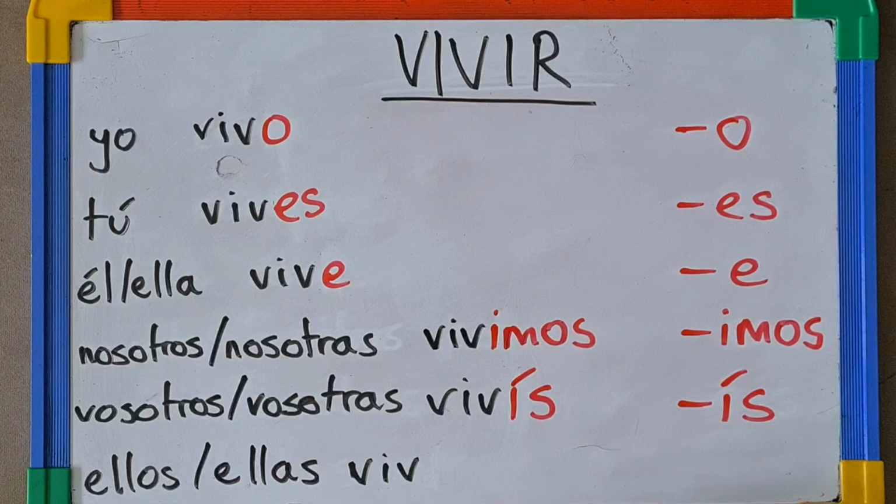And finally, they live. This would be ellos or ellas viven. Let's say that one more time. They live, ellos or ellas viven. And that is how you conjugate a regular IR verb into the present tense in Spanish. The endings are all listed on the right hand side. And do make sure to memorize these too.